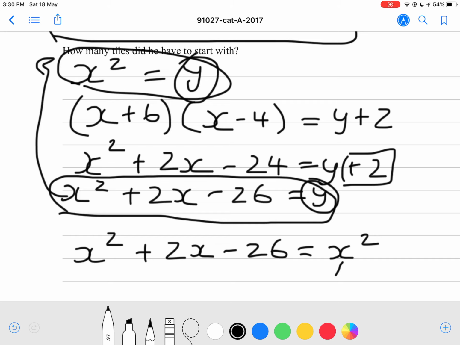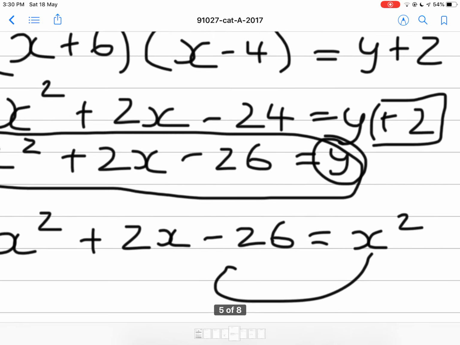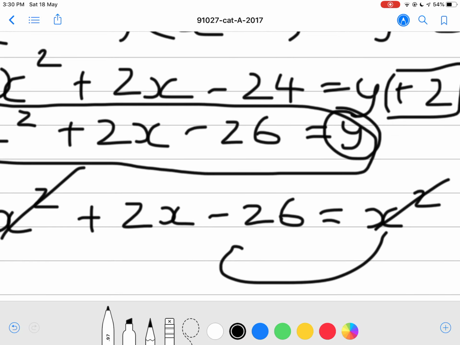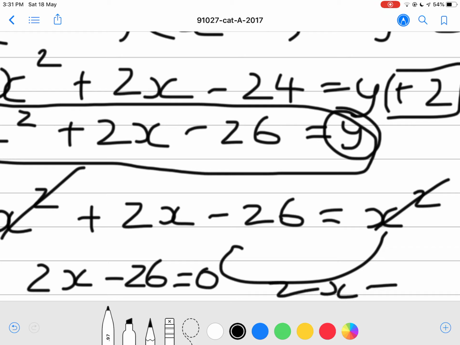So therefore, we're going to move the x squared to this side of the equation. So we're going to say x squared minus x squared, that's nothing. So these two x squareds are gone. That's gone, and that's gone. So therefore, we get 2x minus 26 equals 0. And therefore, we get 2x equals 26.